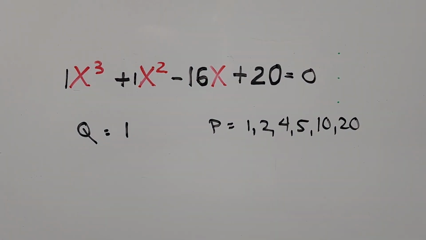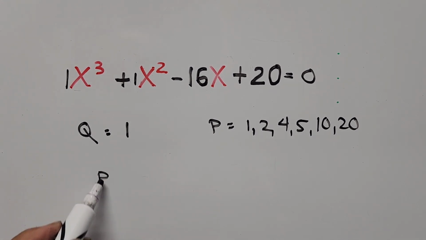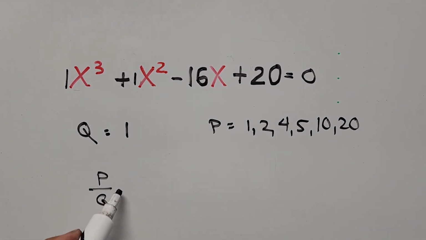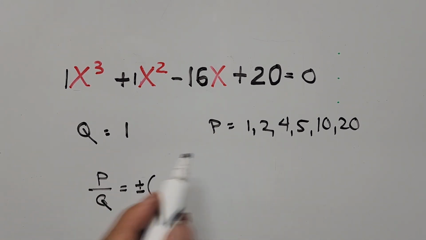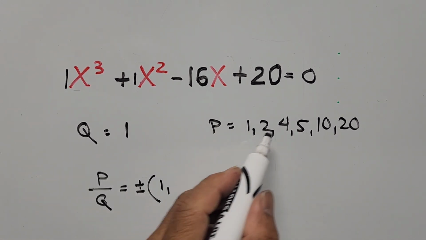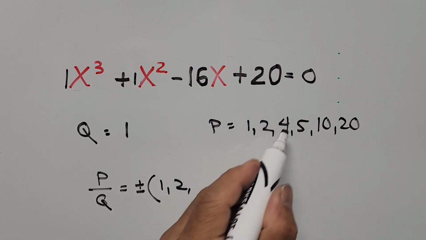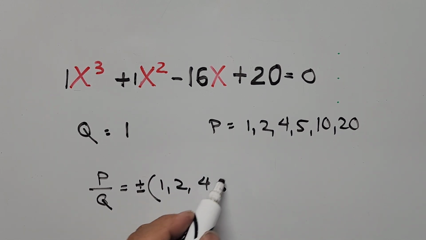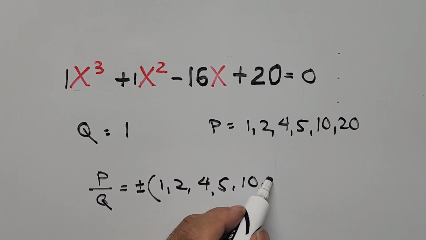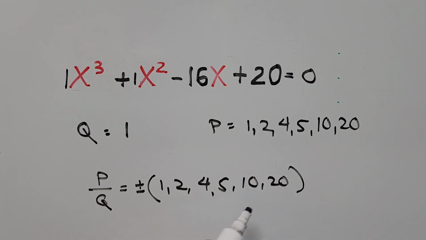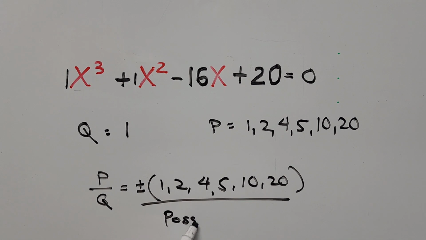So next we divide these factors. P divided by Q. So this will be positive, negative. So we have 1 divided by 1, that's 1. 2 divided by 1 is 2. 4, 5, 10, and 20. So these factors right here are the possible solutions.